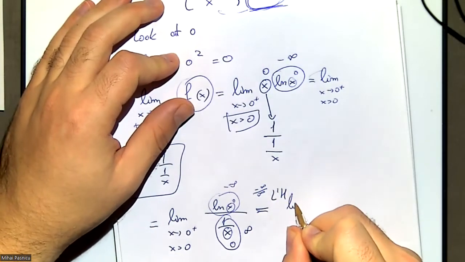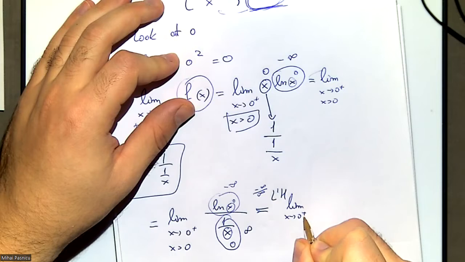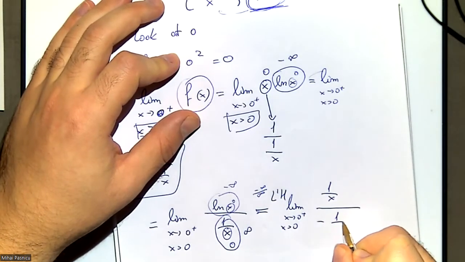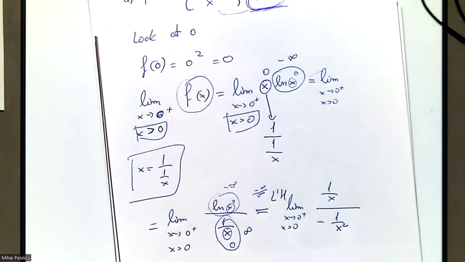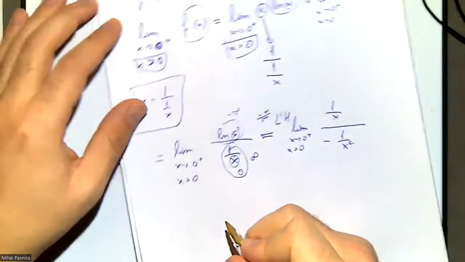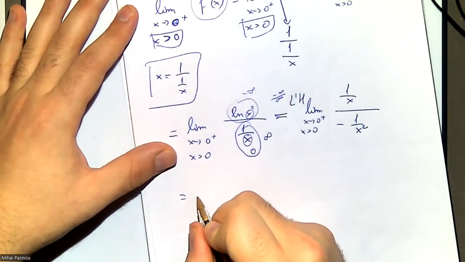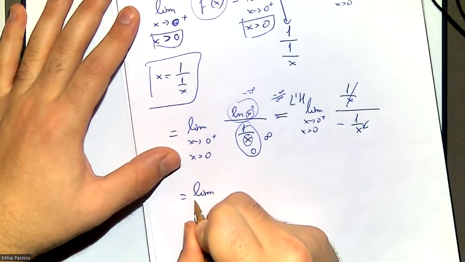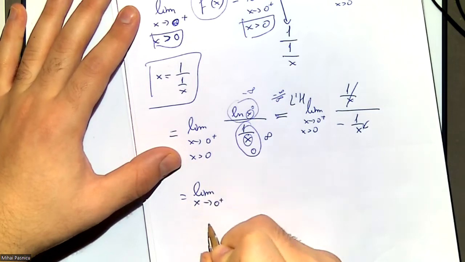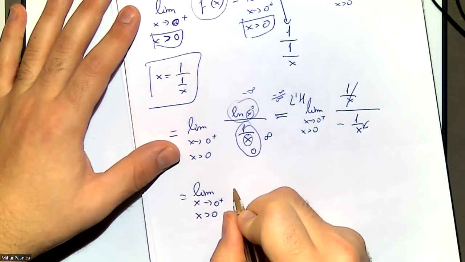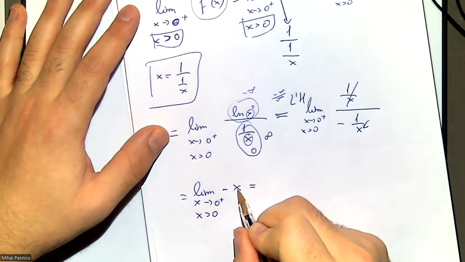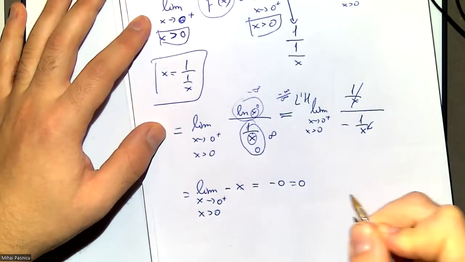L'Hopital. So limit, copy everything again, and I get 1 over x over minus 1 over x squared. Multiply everything around, or however you want to call it, and simplify. And I get the limit as x goes to 0 with a plus of minus x. That's just, when x goes to 0, this goes to 0, so it's just minus 0, so 0.